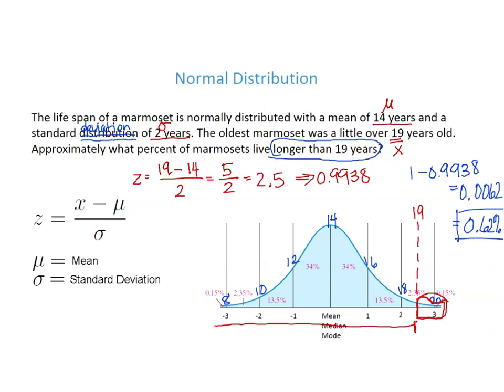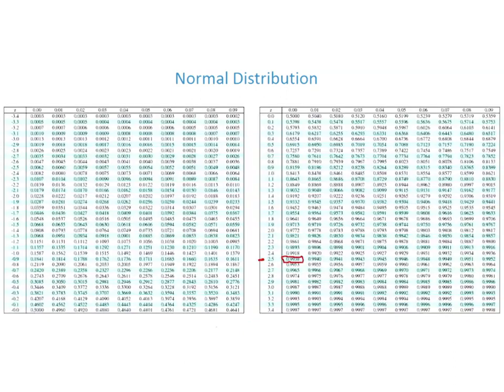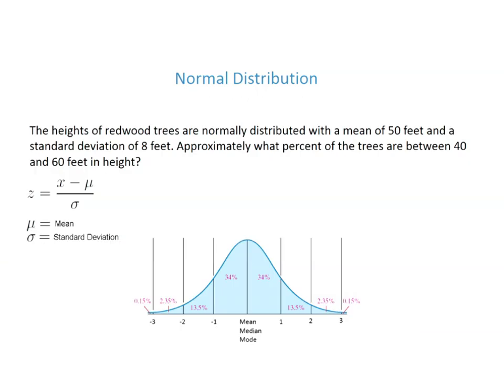Okay, so just to recap, we used our values to find our z-score. We looked the z-score up on the table. We got this value, and that percent, or that probability, is all of this added together. But in the problem, we wanted to know the other side of that. We wanted to know this area right here. So we had to do 1, which is the total, minus what we have up to this point to get the probability that a marmoset lives longer than 19 years. Okay, let's try another one.